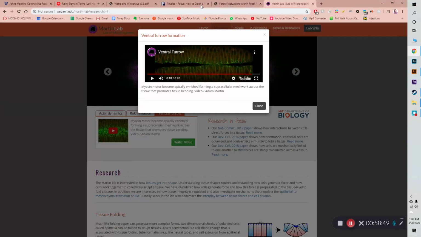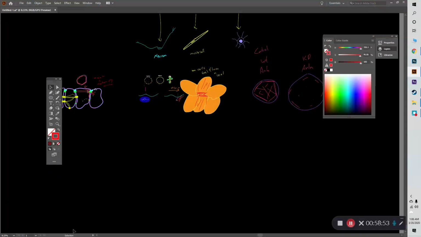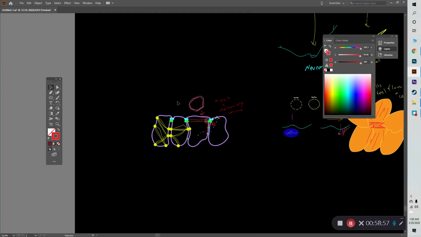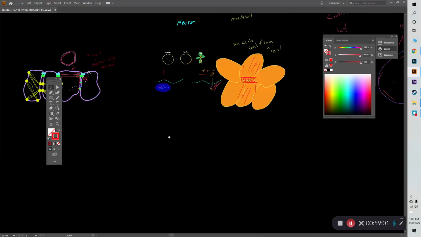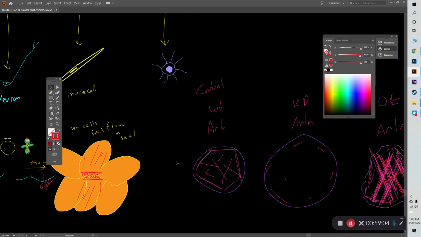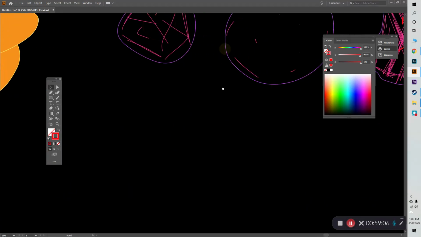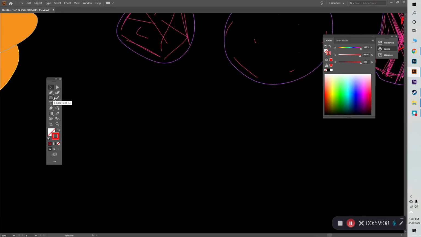I'm losing my mouse cursor. There it is. Okay, so if we take these two cells, actually no, I'll just draw them out. Let's just do it down here. That's not the color I want.